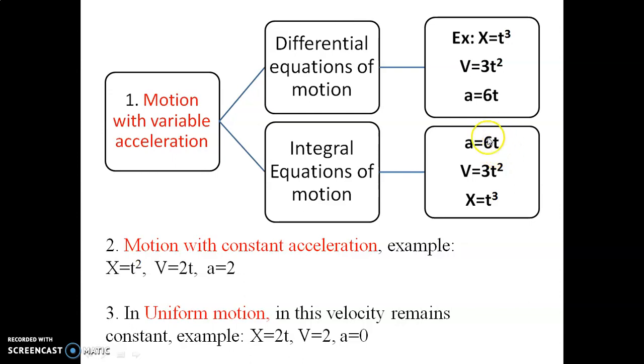So time t is the variable. It means with respect to time, acceleration is varying. If I put t is equal to 1, I get a is equal to 6. If I put t is equal to 2, I get a is equal to 12. So it means with respect to time, acceleration keeps on changing. That's why again this example can be considered under the title motion with variable acceleration.